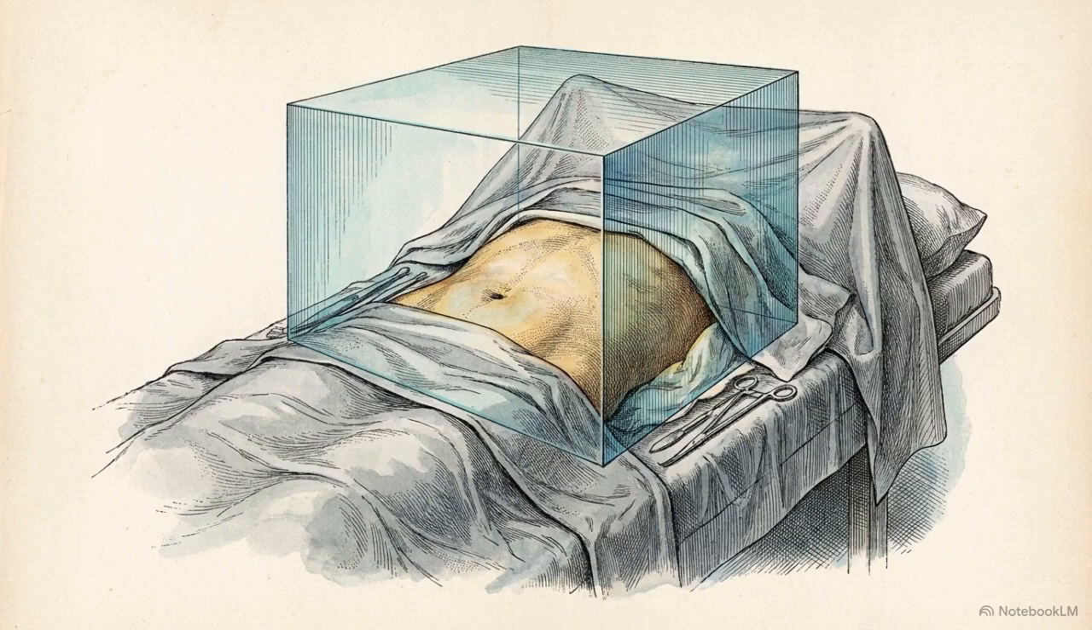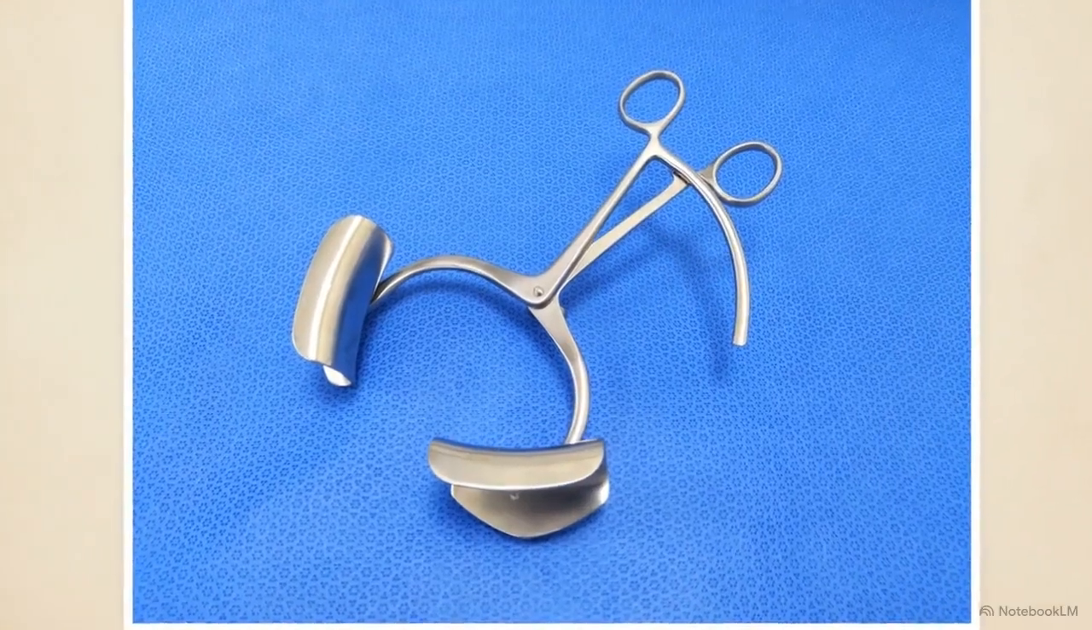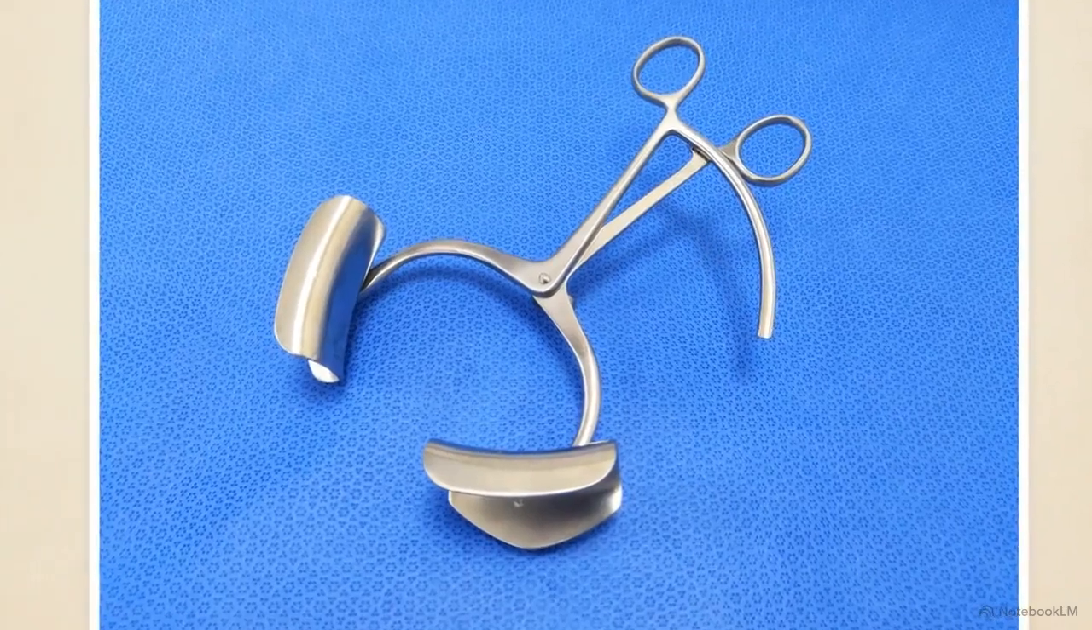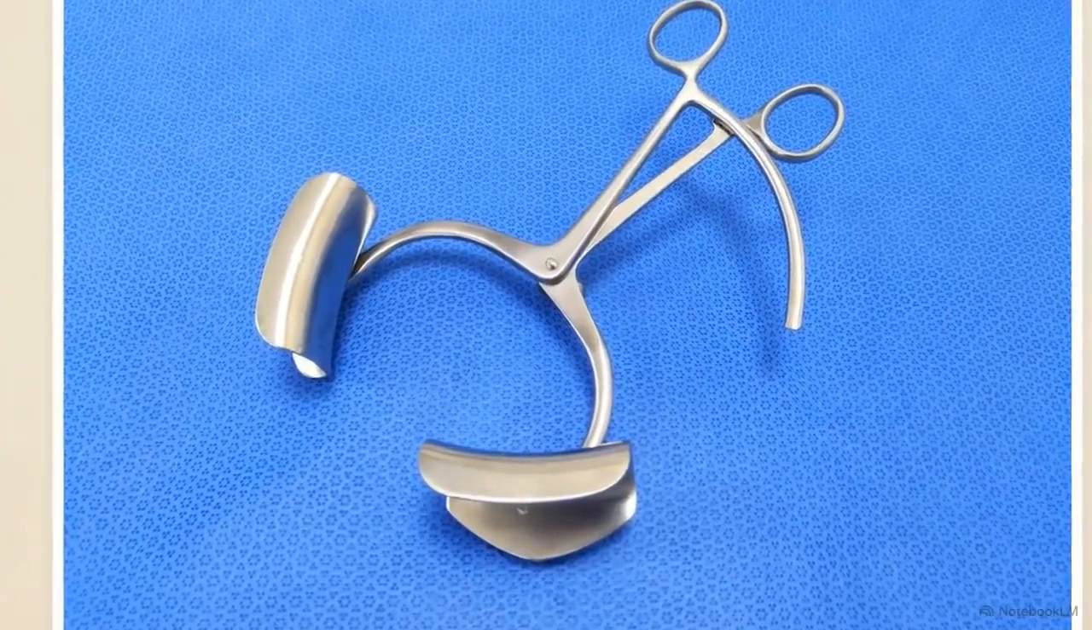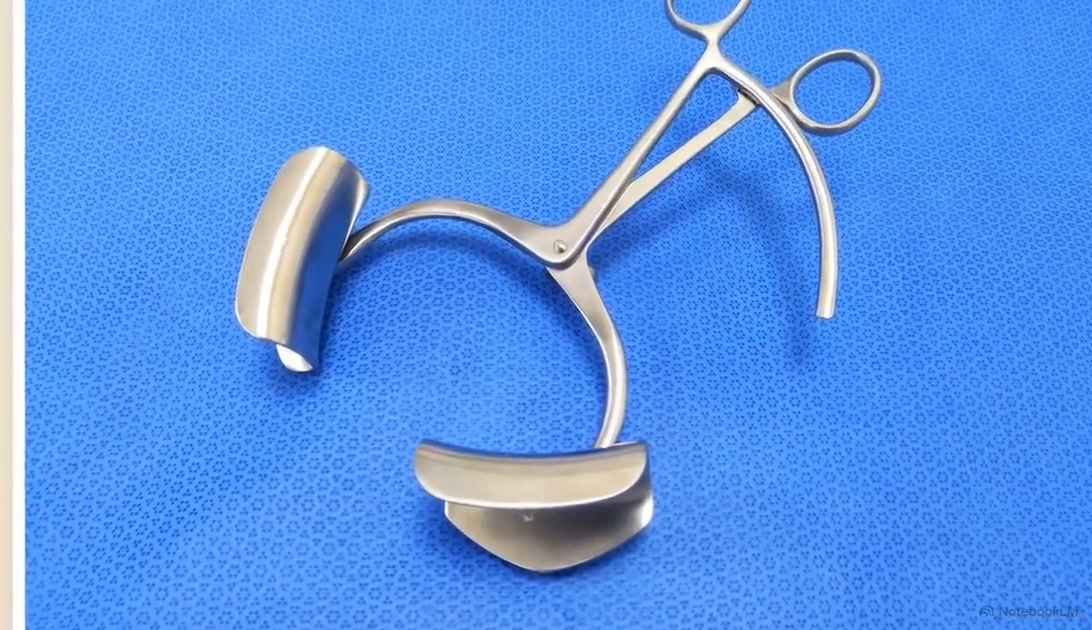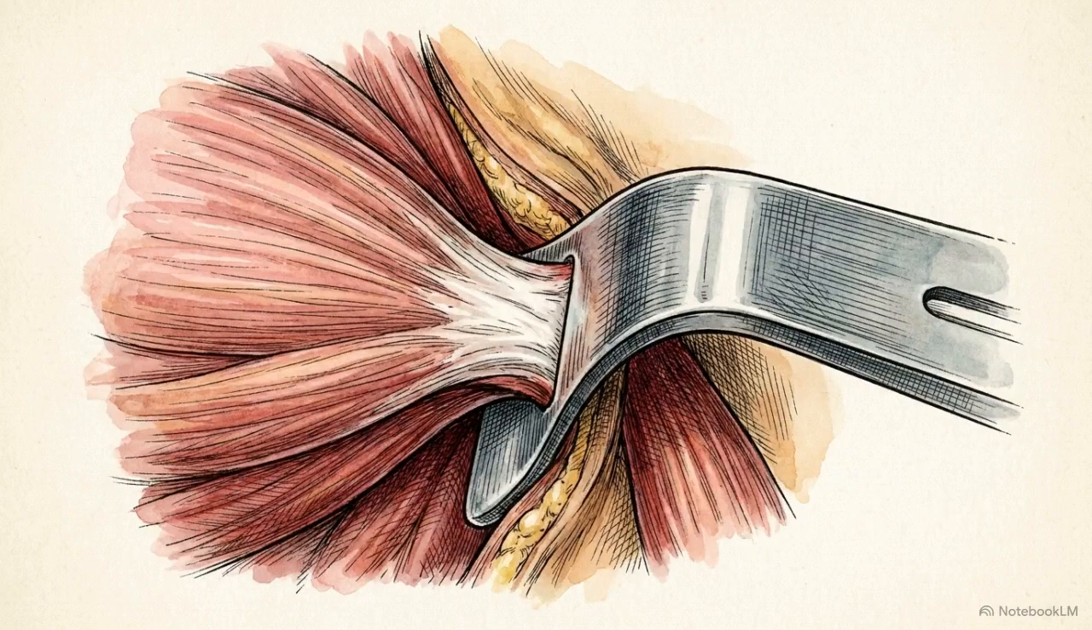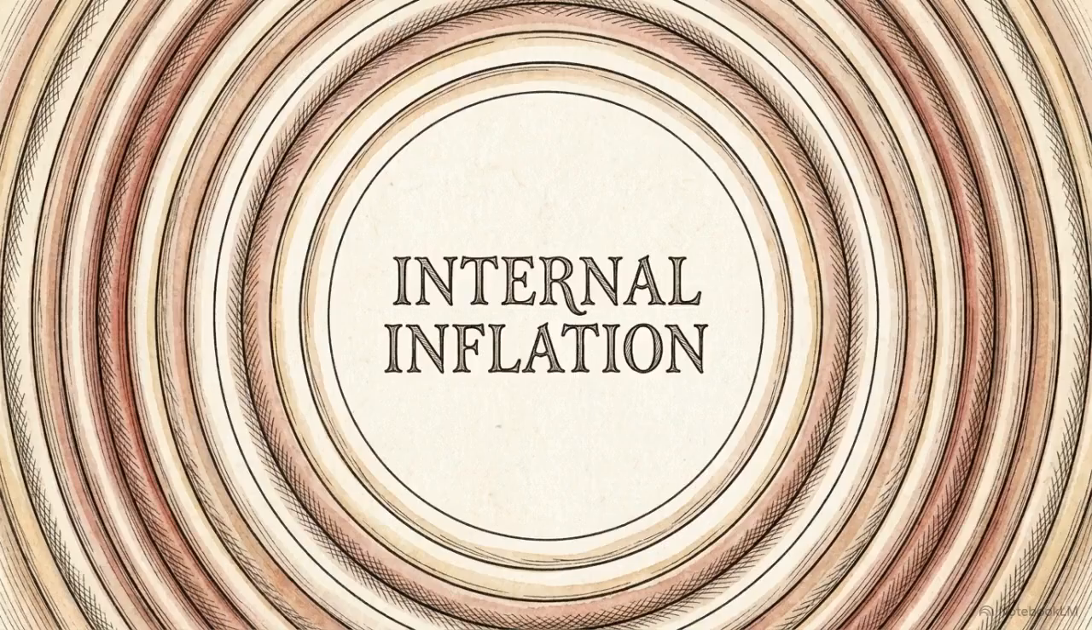You need clear physical volume to move instruments and visualize the pathology safely. In open surgery, that space is created using mechanical body wall retractors. These devices use rigid metal blades to pull tissue apart by force. This mechanical retraction exerts intense, localized pressure, often leading to tissue ischemia and microtrauma at the points where the metal meets the muscle. Minimal access surgery offers an alternative to this physical force, the pneumoperitoneum.